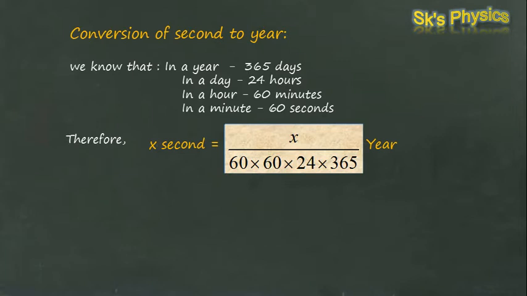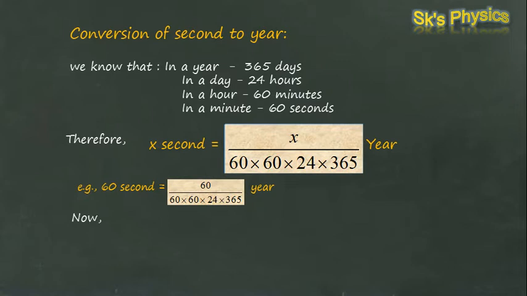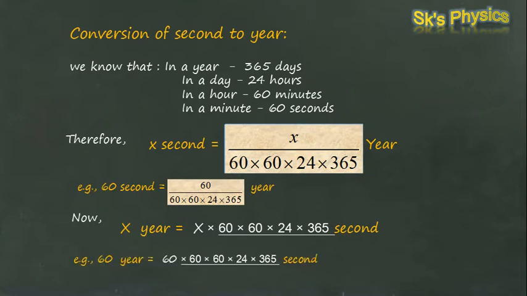Now for example, 60 second is equal to 60 divided by 60 × 60 × 24 × 365 year. Now if we want to convert year to second, then all values are in multiplication. So x year is equal to x multiplied by 60 × 60 × 24 × 365 second. Second is the smaller unit, so all the values are in multiplication.